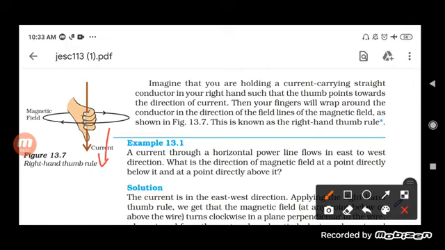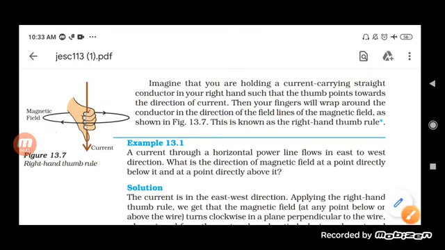Suppose the current is in the upward direction. This time the magnetic field is produced from this side and coming from this side, right? When we change the current direction, if it starts moving in the upward direction, at that time the magnetic field also changes.